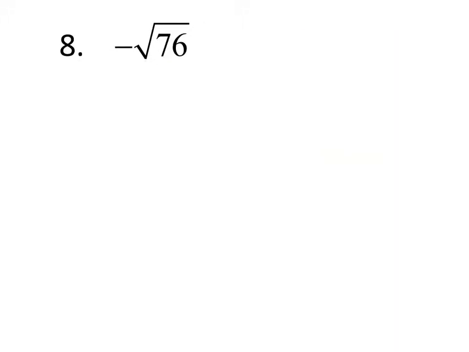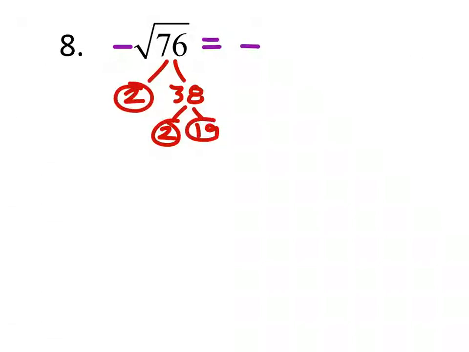And how about the negative square root of 76? All this means is that our answer is going to be negative. So we'll just keep that there. Let's just break 76 up then. So I see it's even. I can break it up into 2, and that would be 38. And then this splits up into 2 and 19, which is prime. So we've got 2, 2, and 19 under the negative square root.